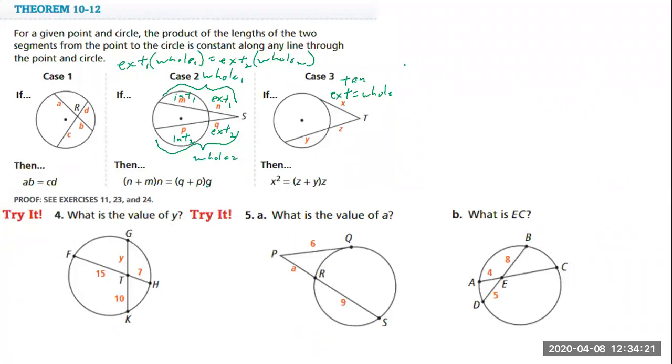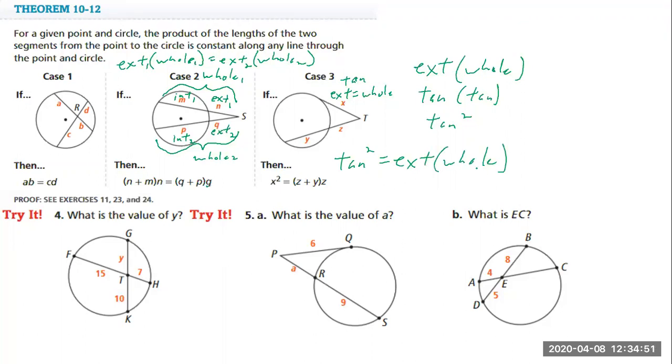So if you were to plug into the other equation that we had on the previous problem, instead of exterior times whole, well, if I'm doing exterior times the whole, and these are both tangent, then that'd just be tangent squared. So the actual equation that I like to use for this problem, if we have a tangent and a secant, is tangent squared equals exterior times the whole.